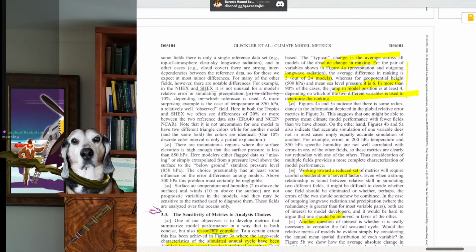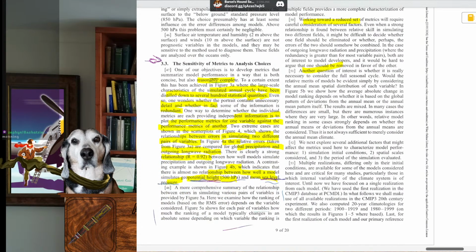So how did he do this? Okay, relative errors. In figure 4a, the relative error taken from figure 3 compared to the global precipitation relationship. Okay.